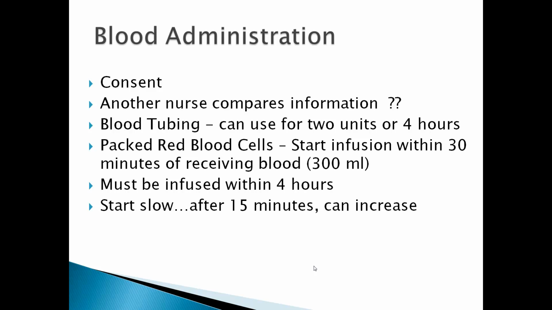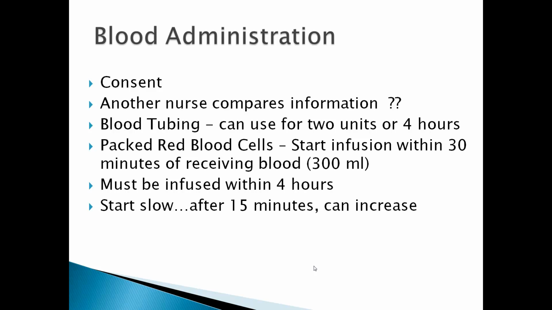Blood tubing. Everybody knows we use Y blood tubing with normal saline. No other solution with blood except normal saline. We use Y tubing. So the blood tubing can be used for 2 units of blood or 4 hours, whichever one comes first. So if we're giving lots of blood over a short period of time, only 2 units per blood tubing. If you get done with 2 units in 3 hours, you can't use another unit with that tubing. So 2 units or 4 hours is a maximum.